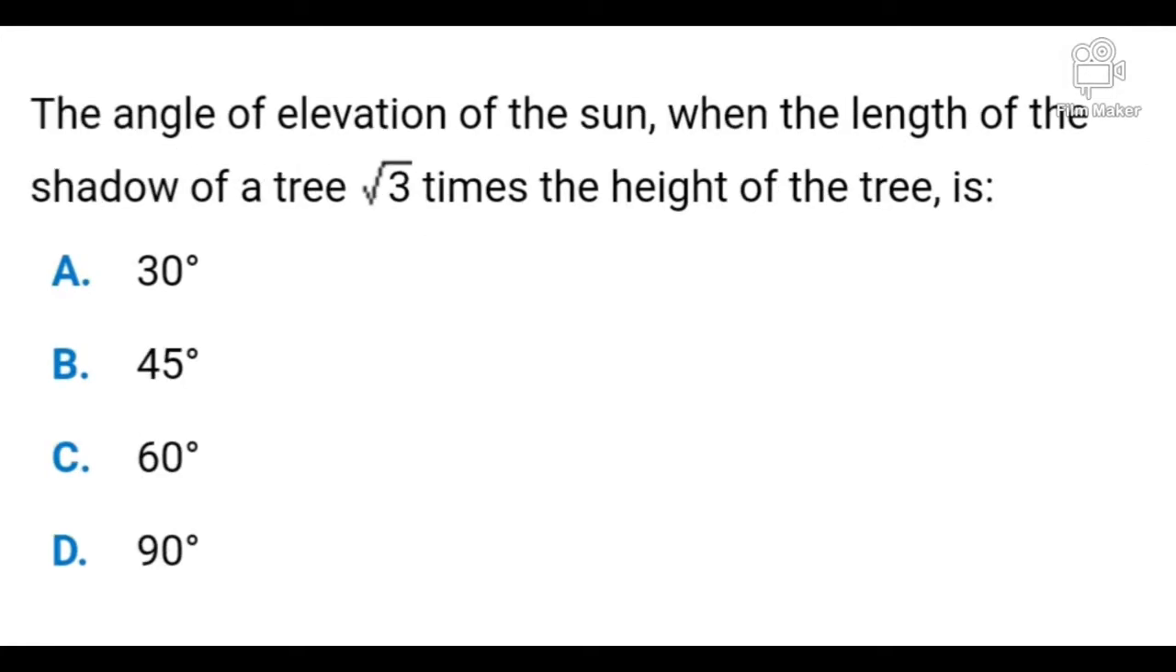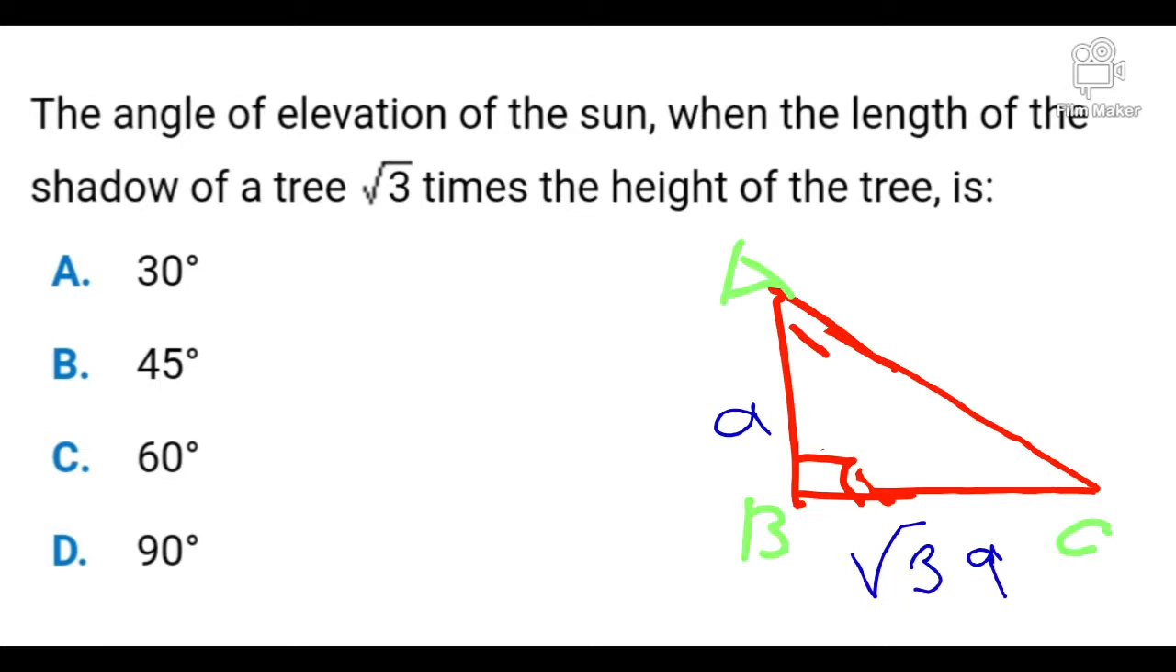So here we get, the angle of elevation of the sun when the length of the shadow of a tree is root 3 times the height of the tree is, option A 30 degree, option B 45 degree, option C 60 degree, and option D 90 degree.